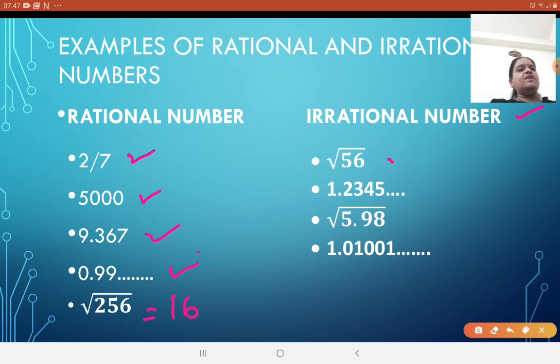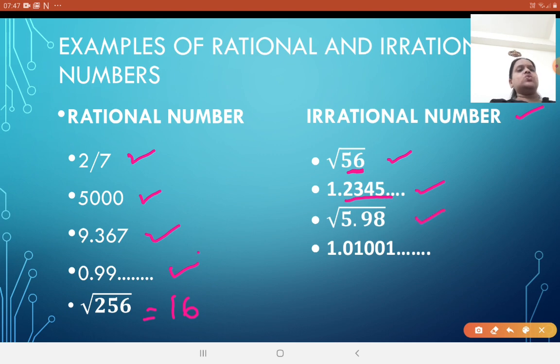Square root of 56. Now you can see the number 56 is not a perfect square number. Therefore, it is considered an irrational number. Now the next one is 1.2345 dot dot dot. You can see the meaning of dot dot dot: it is non-terminating, and the digits 2, 3, 4, 5 have no repetition. Therefore, it comes under irrational numbers.